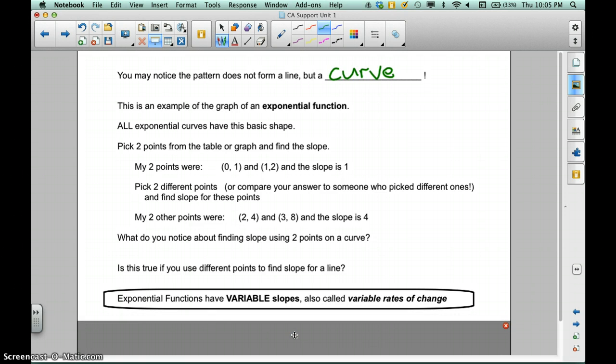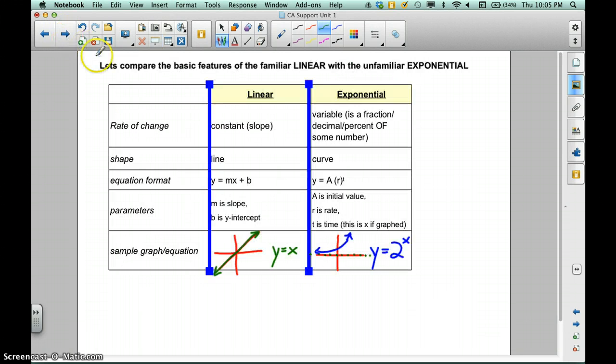So the basic rule here is that exponential functions have what's called variable slopes. Variable. It means they change. Vary means change. Sometimes we call these variable rates of change. Rate of change is just slope. Let's compare the basic features of the familiar linear with the unfamiliar exponential. And you'll want to copy this table because it gives you a lot of great comparisons that help you to see the difference with what you know about a linear equation and what's different about that in an exponential equation.